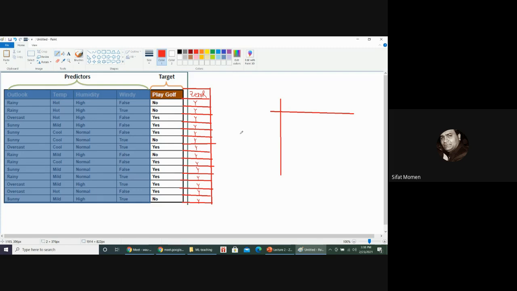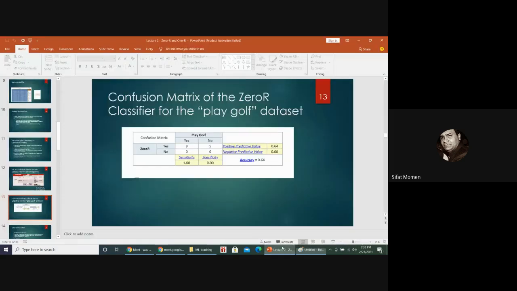Now I will write what the ZeroR classifier is going to predict on this side, and I'm going to write what's the true value on this side. Let's imagine. So if you see over here, this is what the ZeroR classifier is going to predict, and this is the true value.